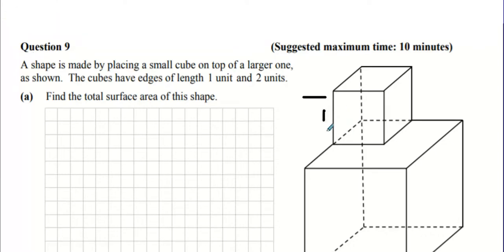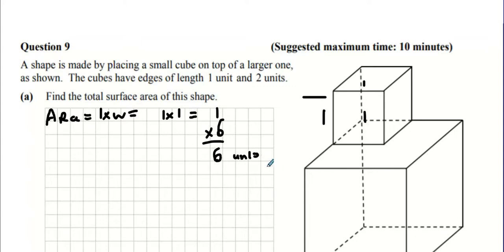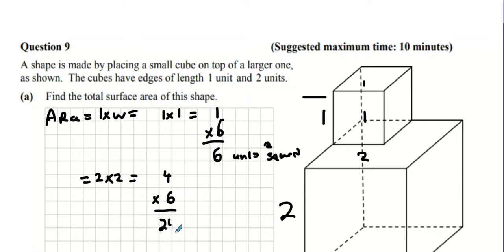If you imagine each side on this one is a 1 by 1, so each side is area equals length multiplied by width. It's a cube, so it's going to be 1 by 1, which is an area of 1. And then there's 6 sides, so it's going to be multiplied by 6. So the area of the small cube is 6 units squared. Okay. The area of the larger cube, however, is 2 by 2, which is 4. And 4 multiplied by 6 is 24 units squared.